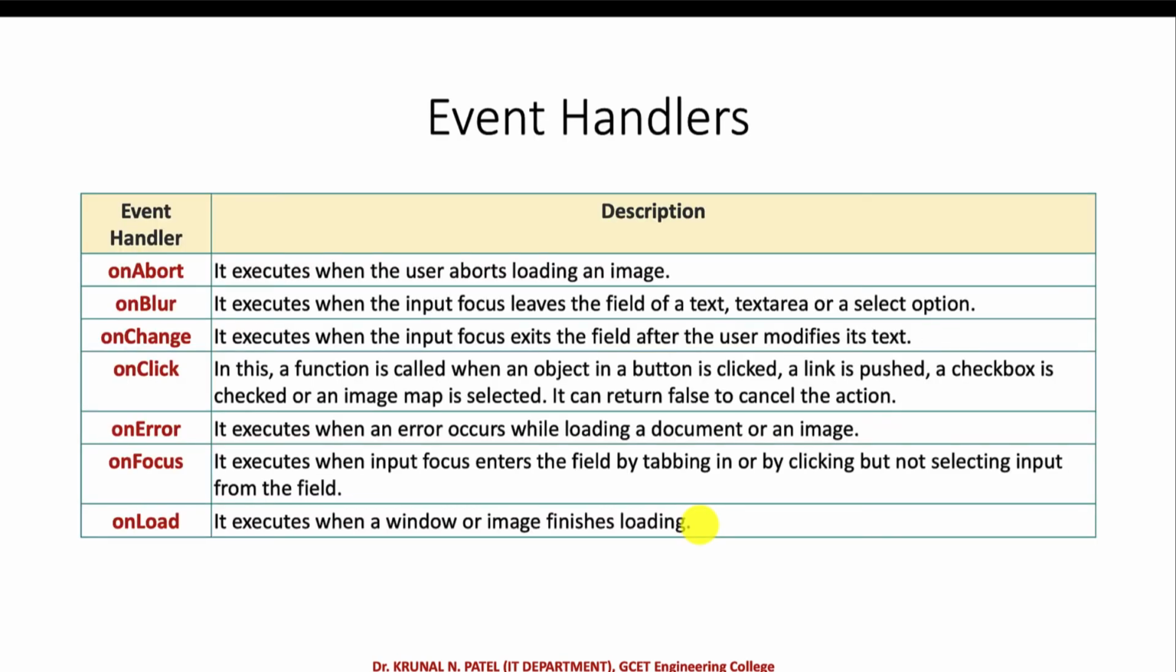Now, these are the predefined event handlers we have. For example, take the onblur event. The onblur event executes when the input focus leaves the field of a text area or selected option. As I already mentioned in the user interface example, suppose I have one text box, and if I click on it, it gets focus, and when I come out of it, it loses the focus, which means a blur event, right? Similarly, onerror, onclick, onchange, onload events. So we have that kind of predefined event handlers.